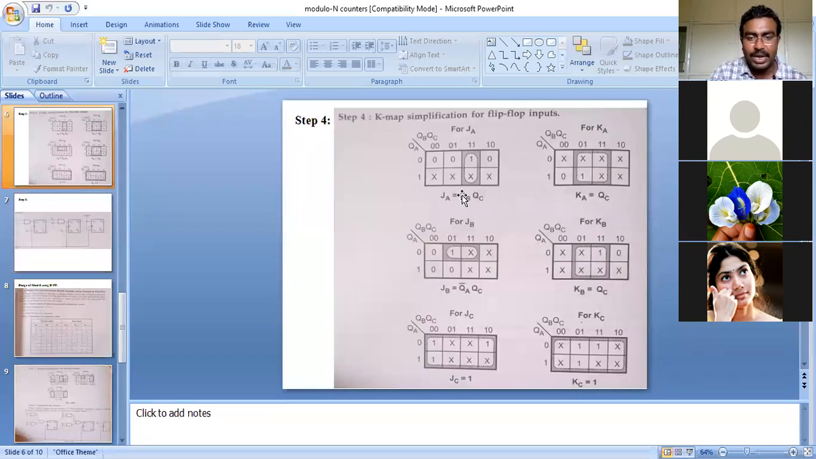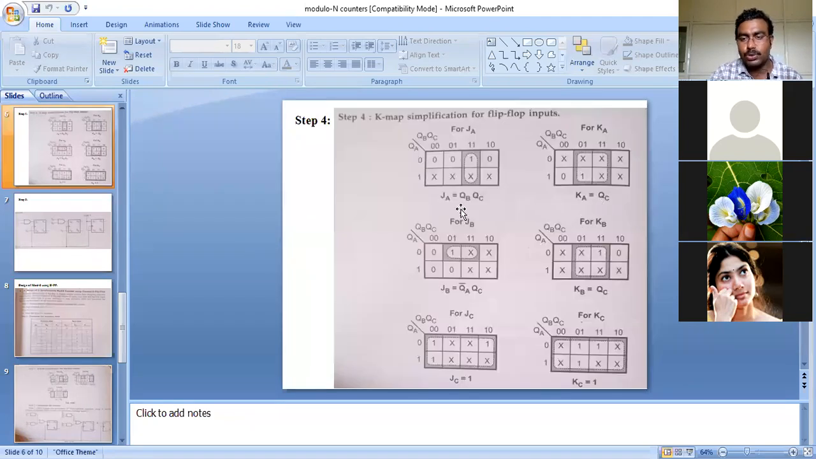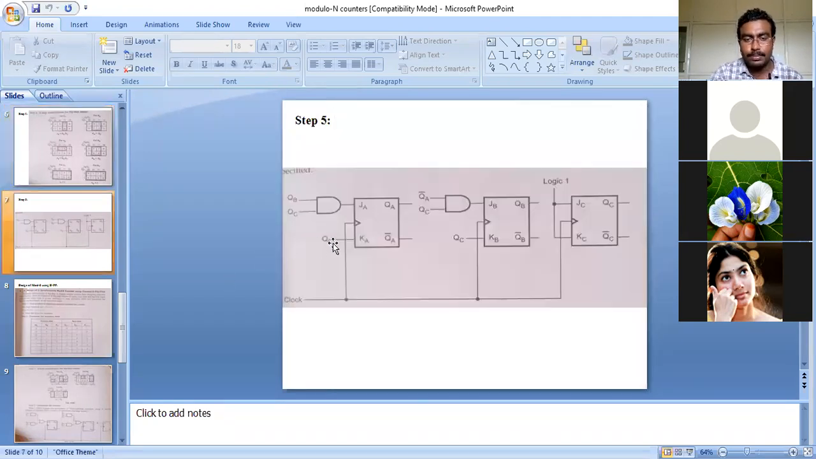What is the value of JA, students? QB, QC, sir. So you take QB and QC as inputs for an AND gate, multiply them, and give the result as input to JA. And the value of KA is QC here; give that as input to KA. Okay, QC is the input for KA. This is the design of a modulo 6 counter with the help of JK flip-flops. Students, any doubts in the design part? Any doubts in the design part?